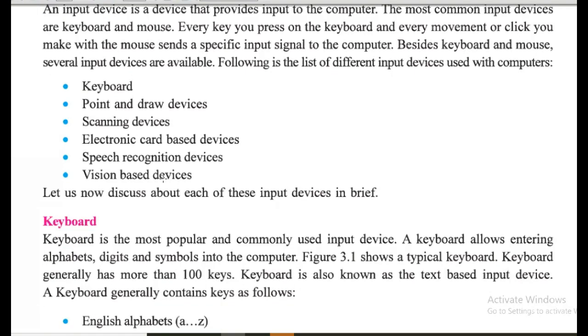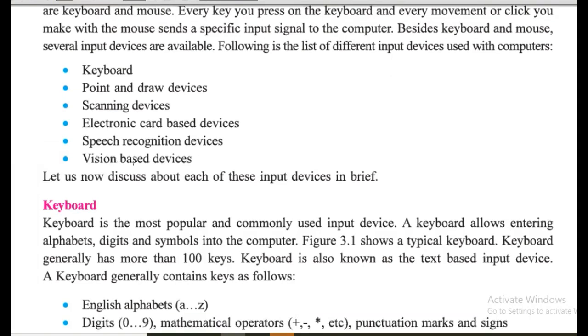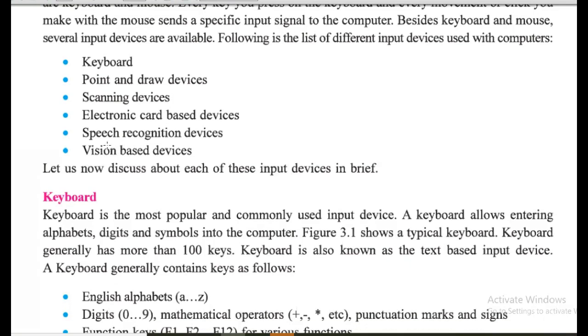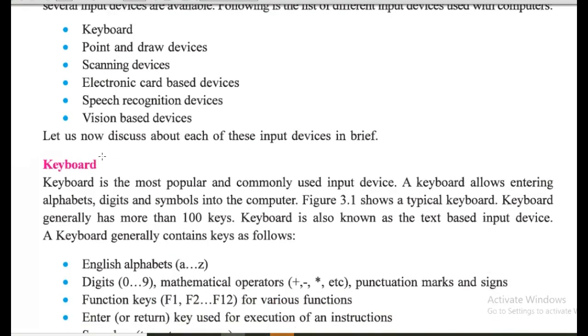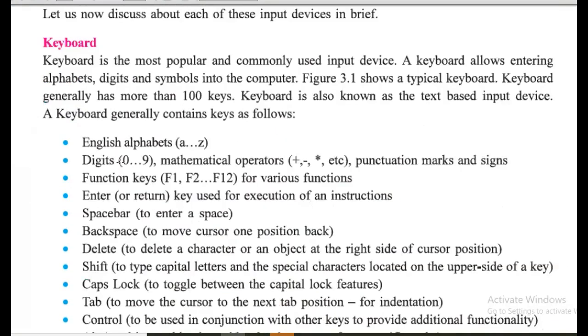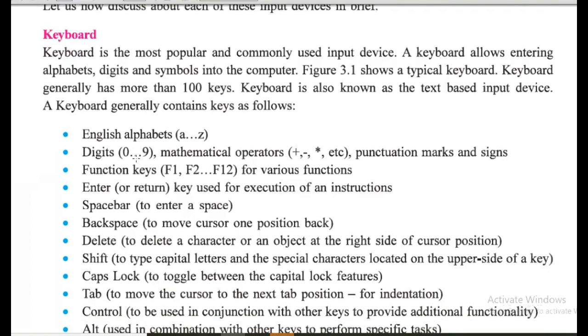Then vision-based devices. For people who do not have normal vision, we use some special devices, as well as there are some devices which scan your retina for authentication purposes. For example, if you enroll for an Aadhaar card, or if you are going to add or edit something in the Aadhaar card, at that time they scan your retina again. So scanning devices are there for input purpose, that is vision-based scanning.